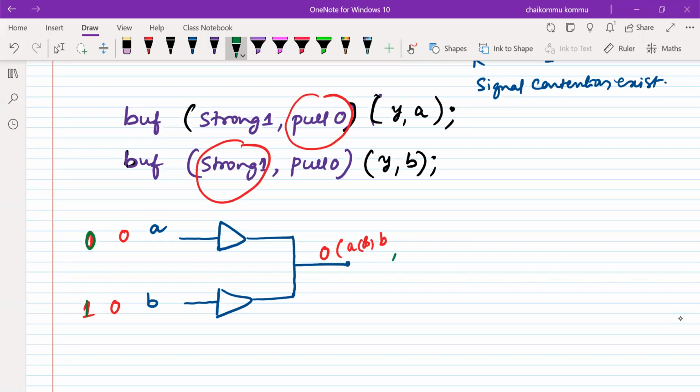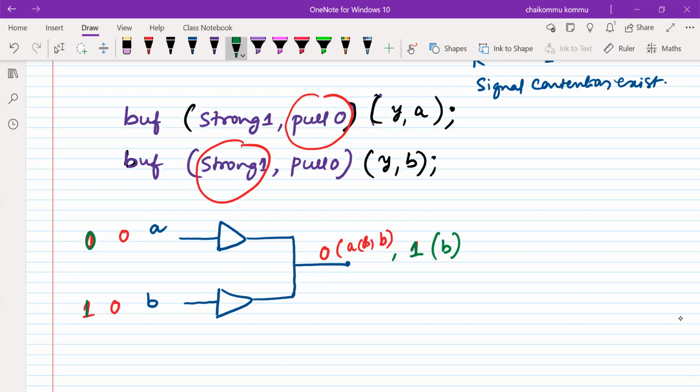So now we are going to have logic 1. It produces logic 1 because of the strong strength. So actually it is taken from B. Why? Because the strength of logic 1 is higher than the strength of logic 0. It's not because of the 0, it's because of the strength.